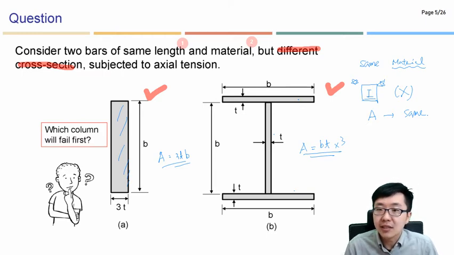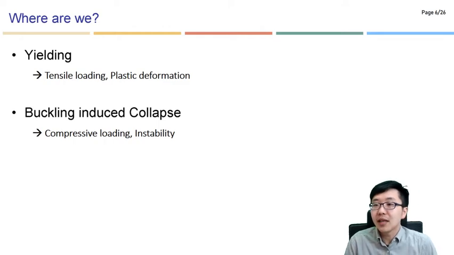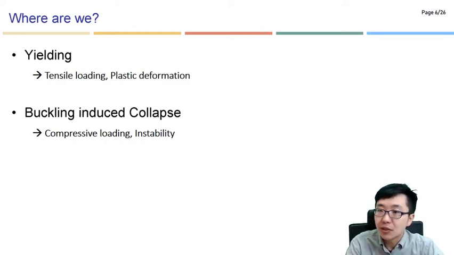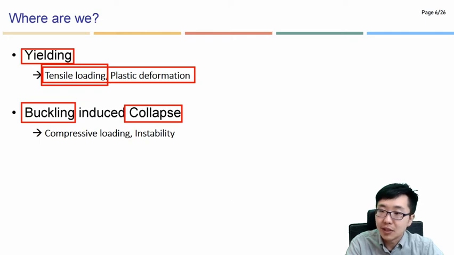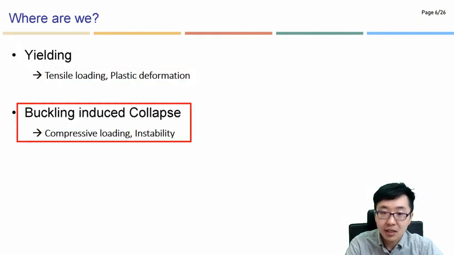And the question is, this is the case under actual tension. So which column will fail first? And if we consider actual compression, what will it be? That is more important for us. So in the case of yielding, the keyword is tensile loading, and plastic deformation should be considered, especially tensile loading for the yielding condition. And in the case of buckling, in this collapse, we need to think about compressive loading. So frankly speaking, this is our main target from these topics, topics 10, 11, and 12.